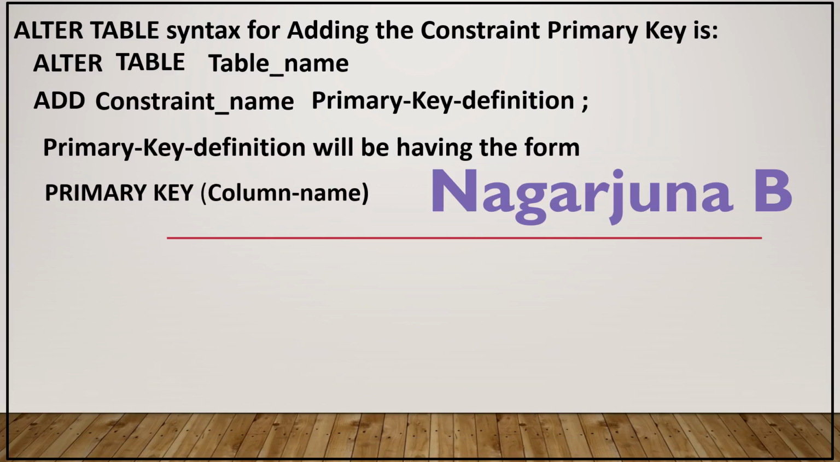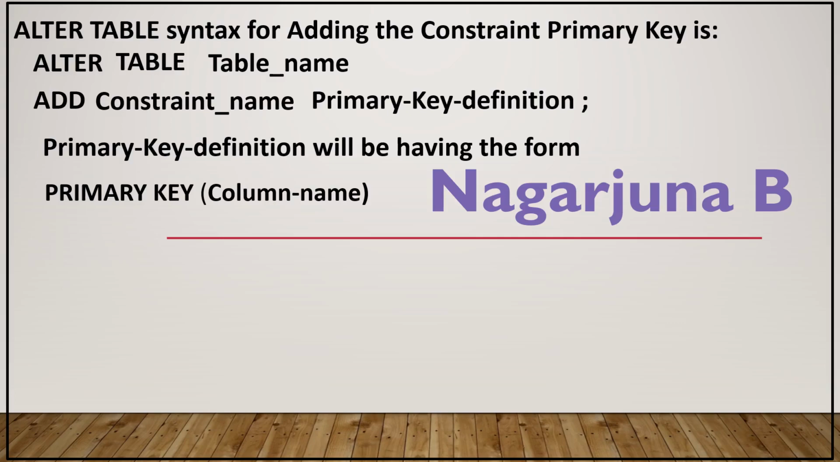Alter table name, add constraint underscore name, primary key definition, and that primary key definition will have the form primary space key within the bracket column name, after that semicolon. At the end you need to write the semicolon for each of the commands which we will be executing. For each of the commands, at the last you need to write a semicolon.